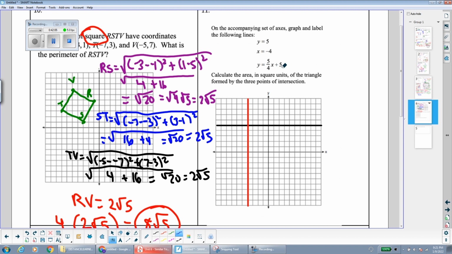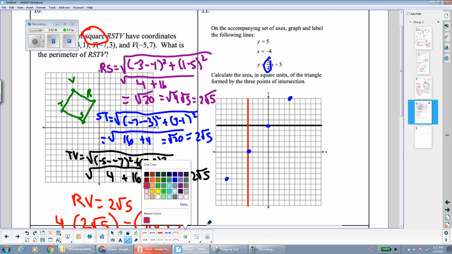Now we need to graph the third line. We have the y-intercept is 5, and the slope is 5 over 4. So that's up 5 over 4. Then we can do the reverse to find the other points. And if I connect that with a line, that is the line y equals 5 over 4x plus 5.